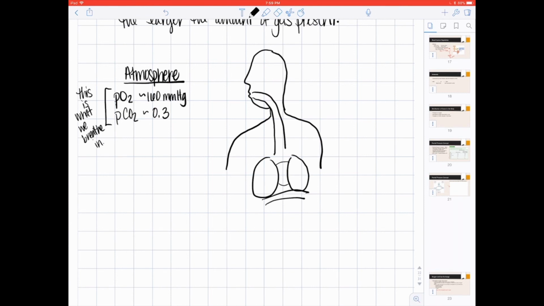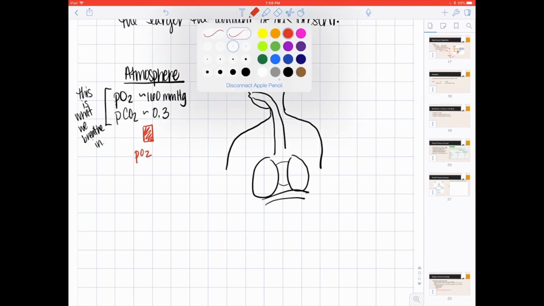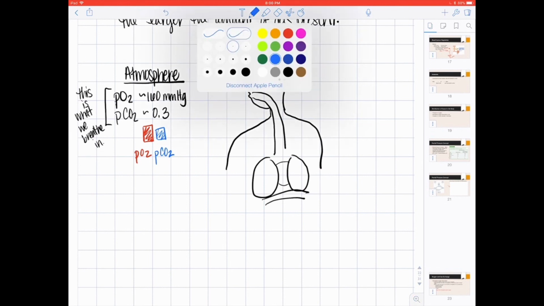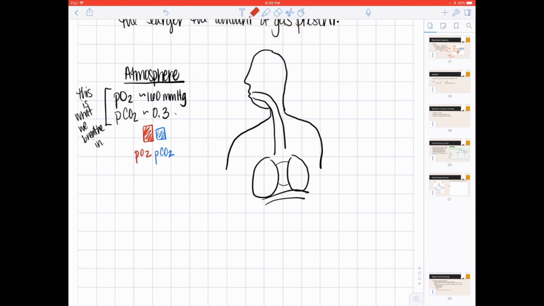And as you know, we're going to eventually transport the oxygen to our tissues to be used. Okay, I'm going to use some colors here to hopefully make this pretty clear. So as you can see, the PO2 is a lot higher in the atmosphere than the PCO2. Okay, so we're going to breathe that in, and it's going to go down into the lungs.